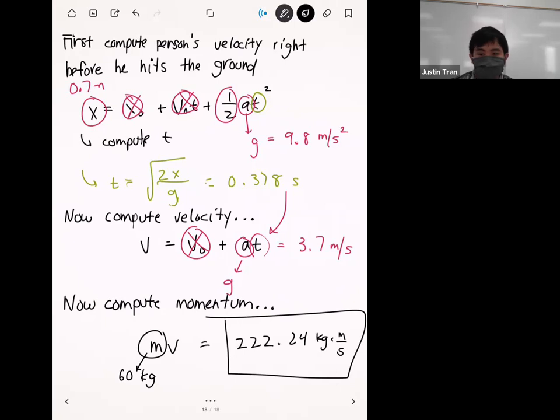It's unfortunate that we haven't come up with a better unit for momentum, but we just use the base units. And so it's just going to be kilograms meters per second.